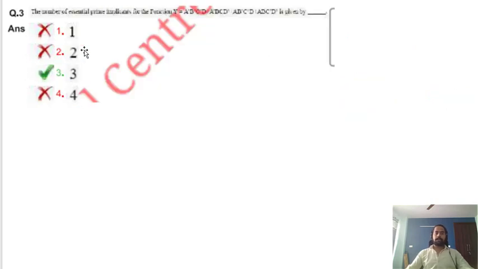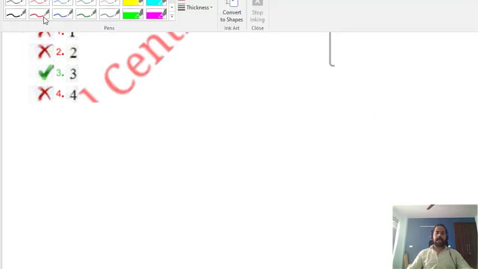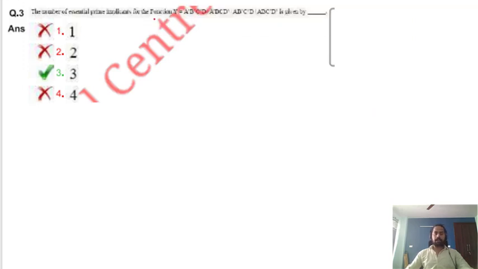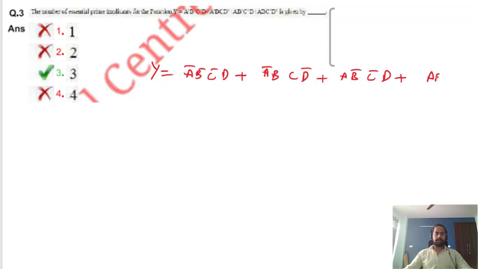Next question, the number of essential prime implicants for the function. I am writing this again because it is not clear. This is a bar, b bar, c bar, d plus a bar, b, c, d bar plus a, b bar, c bar, d plus a, b, c bar, d bar.